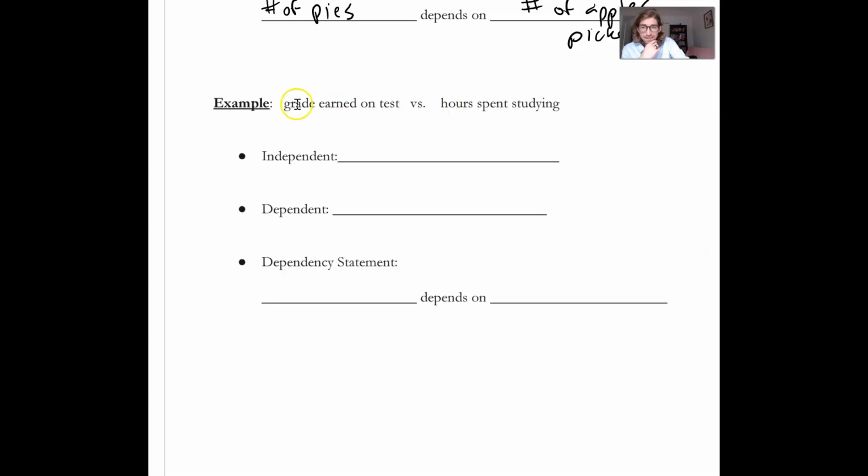Looking at this second example, grade earned on a test versus hours spent studying. I want you to think about this, even better if you pause for a moment. You know what? I might do that myself. I'm going to pause. I'm going to come back and the answer is going to be here. You should pause and take a guess at what it should be.